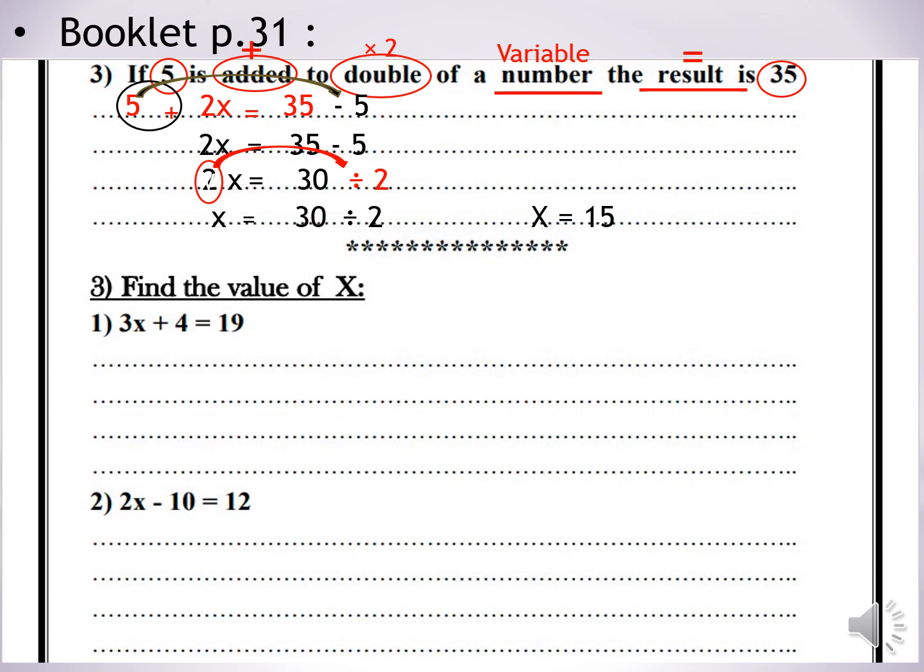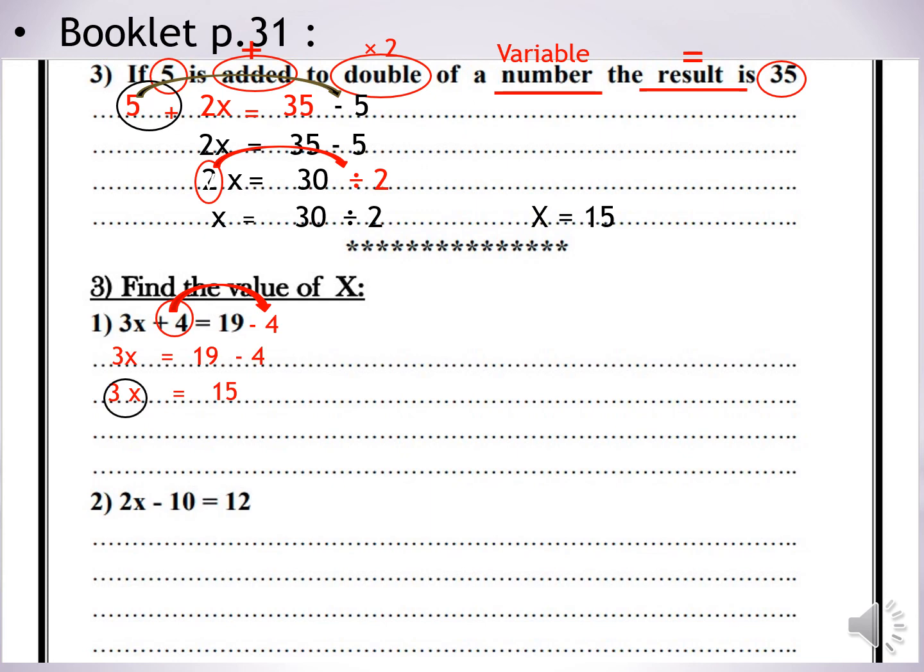Number 1, I have 3x plus 4 equals 19. So first, I have to send the number which is alone, not stuck to the x, to the other side. So send plus 4 to the other side with the opposite sign. It will be minus 4. So 3x equals 19 minus 4. So 3x equals 15. I want to find the value of x.